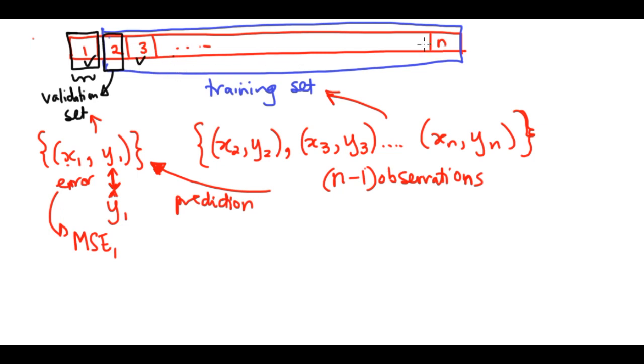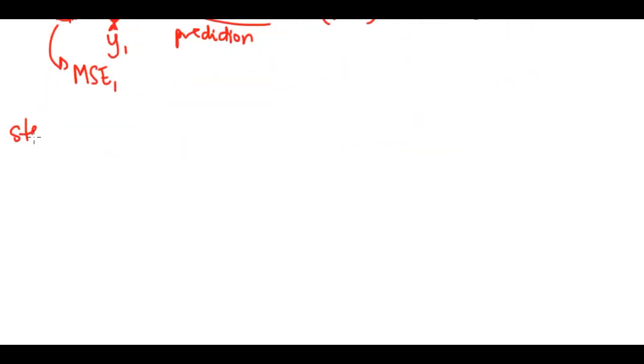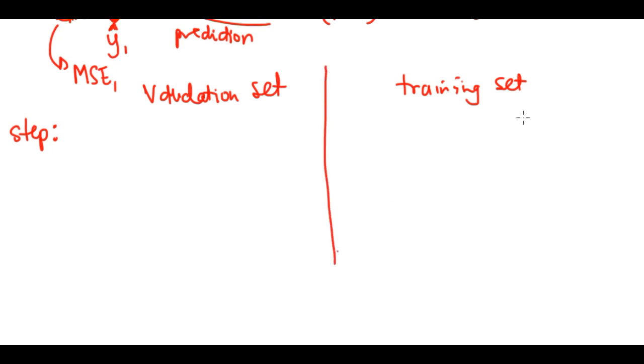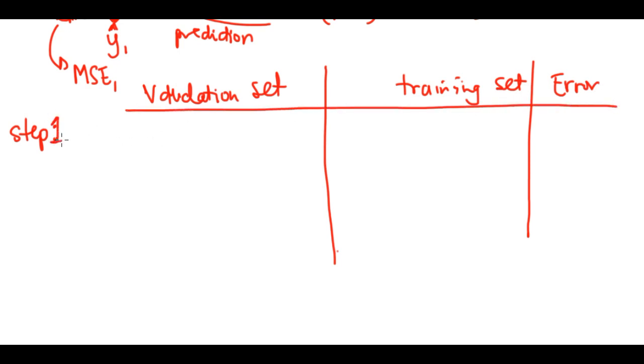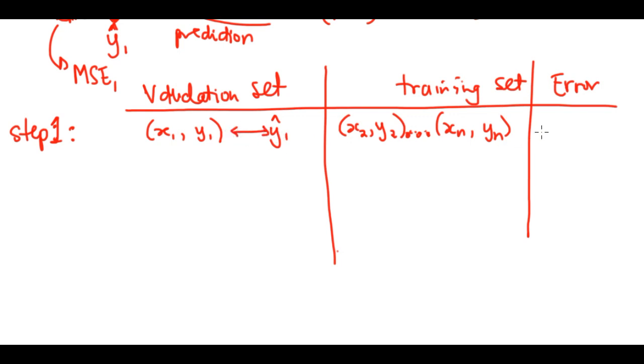Let's write the steps. Step 1: let me write the validation set column, and this is going to be our training set column, and we are going to write our error. What is going to be in our validation set? The first observation. And in our training set, it starts from the second observation all the way up to the last observation. When we do our training, we apply the model we come up with to our validation set, and we get our predicted y1. The difference between the two is going to be our MSE1.